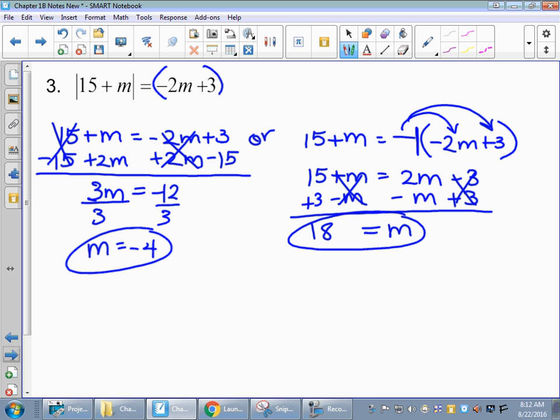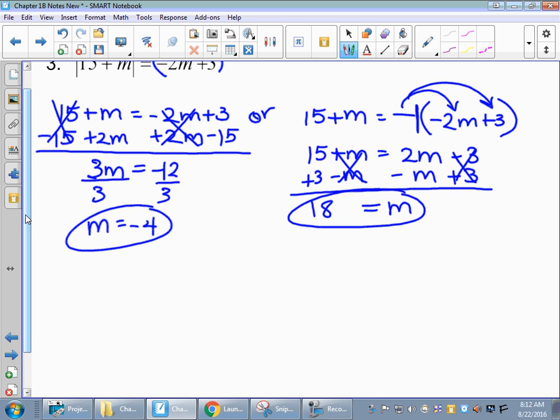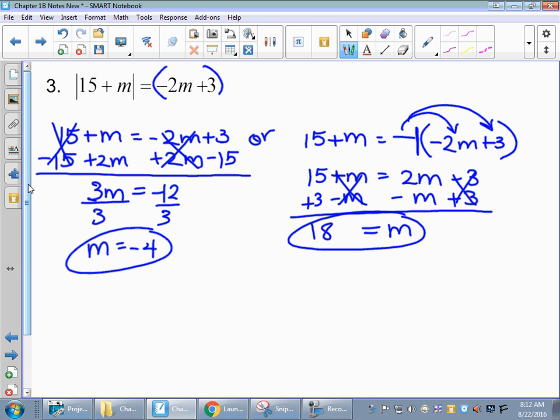So I'm going to check my solutions. Again, there's variables on both sides, so checking it is a little bit difficult. You have to plug it into both sides and see if they match. So when I plug negative 4 in here and in here, when I plug negative 4 in for m, 15 plus negative 4 is the absolute value of 11. I'm wondering, is that equal to negative 2 times negative 4 plus 3? Negative 2 times negative 4 is 8.